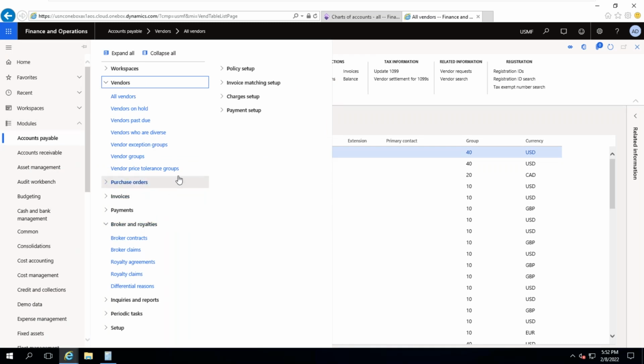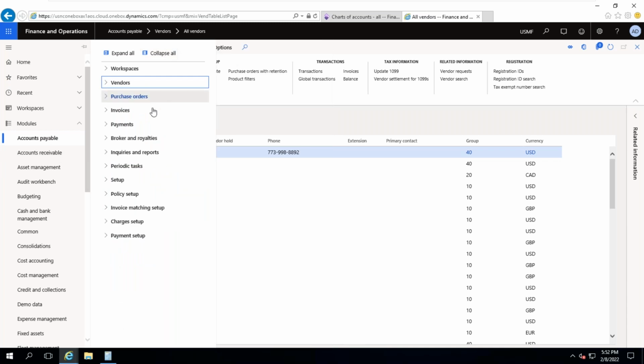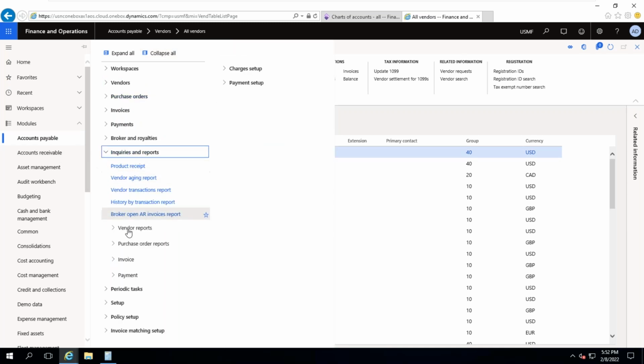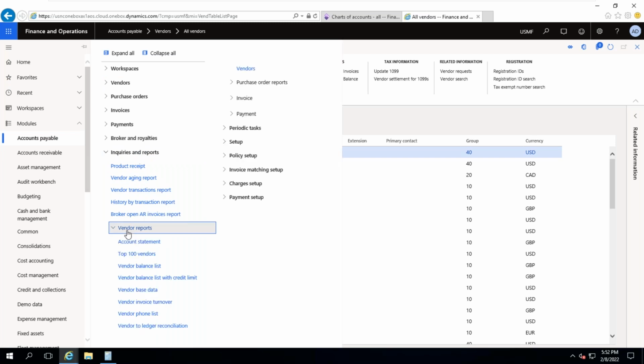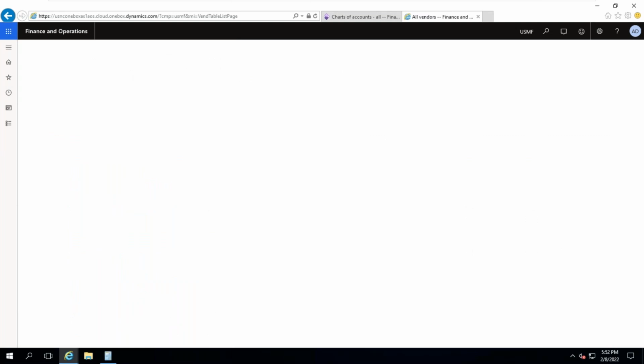So while generating reports, give me a minute. Inquiries and reports. Whatever reports are available by default in the system may not fulfill what the customers and clients need. Then you need to do a customization, of course. But while doing this, we have one option. Let me show you.